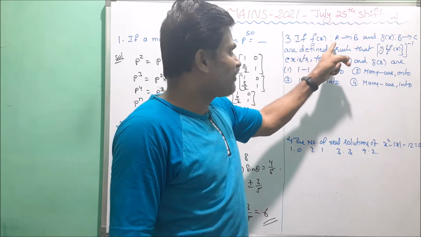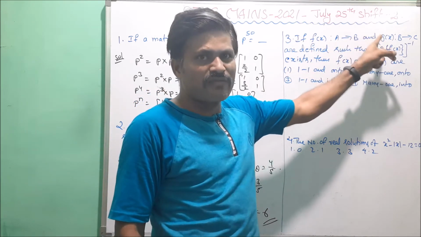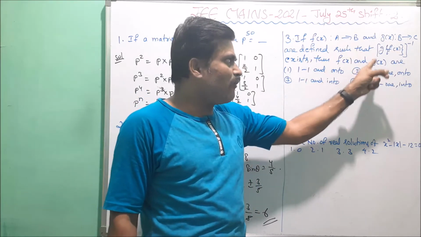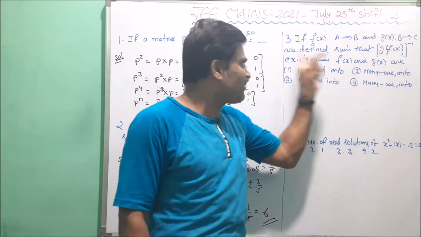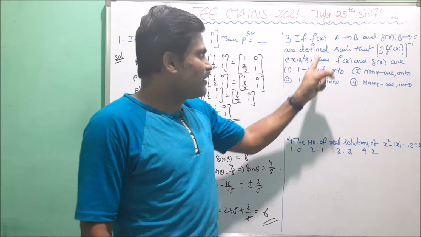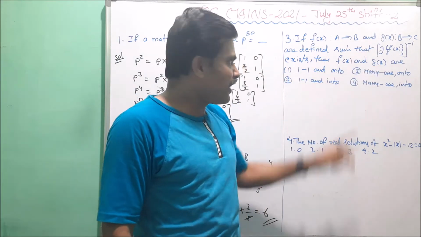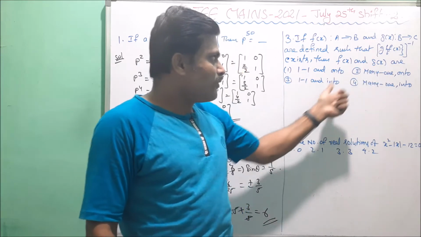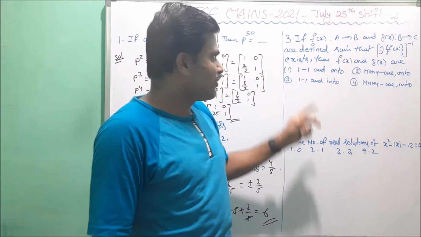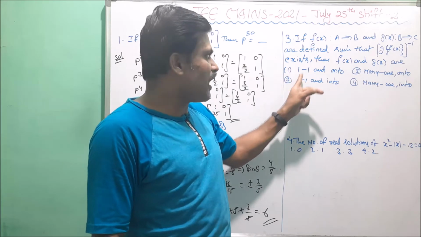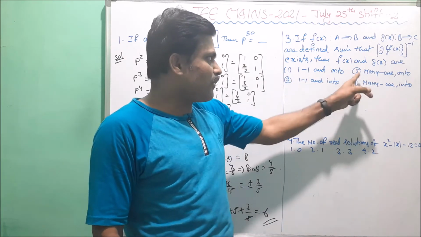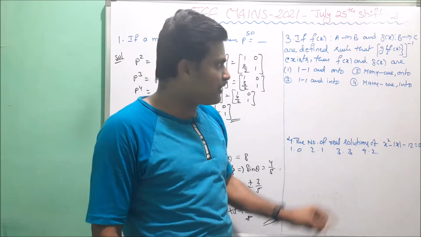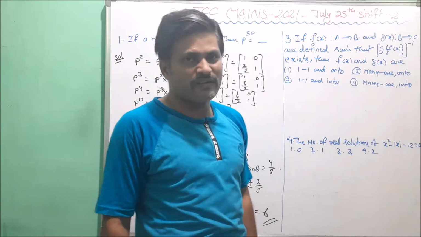If f(x) from A to B and g(x) from B to C are defined such that (g∘f(x))⁻¹ exists, then f(x) and g(x) are which type of functions? In the first option, one-one and onto function; in the second option, many-one and onto function; in the third, one-one and into function; in the fourth, many-one and into function.